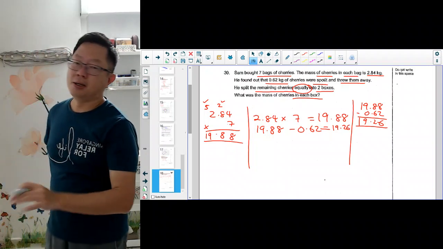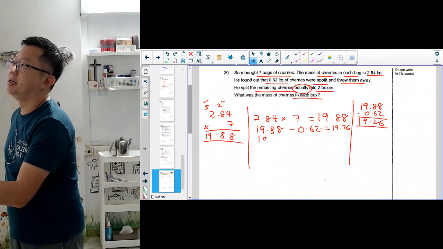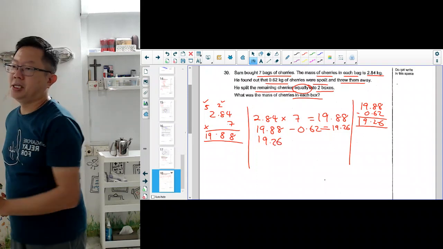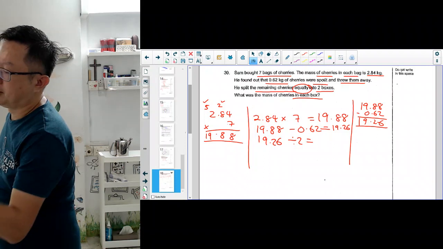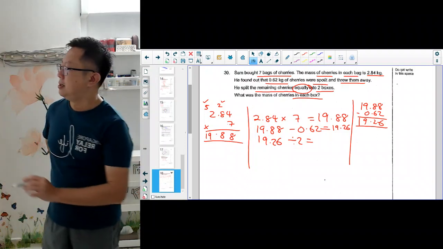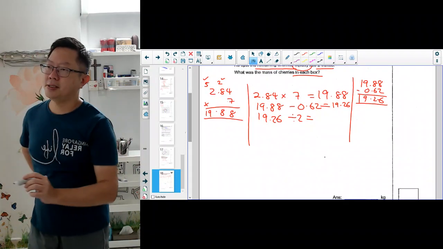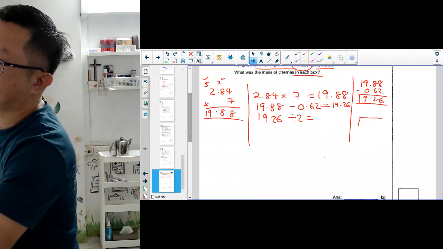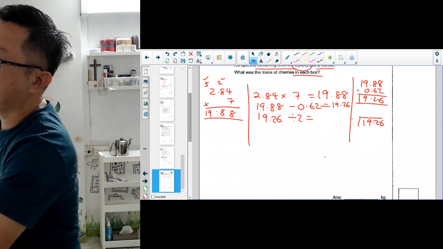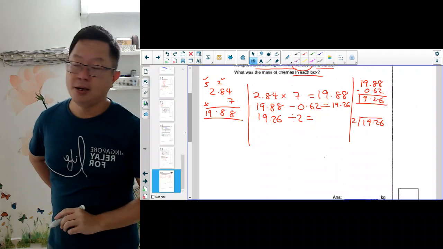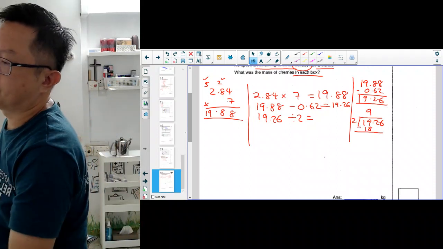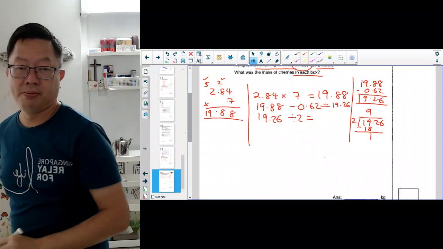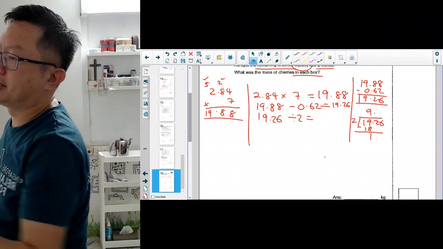And what happened to the remaining cherries? He split the remaining cherries equally into 2 boxes. So you must divide by 2 to find how much is in one box. So you take 19.26 and then divide by 2. Okay, let's write down. So be careful with the dividing. So 9 times 2 is 18. And then you bring down, you minus, you get 1. Bring up the decimal point.